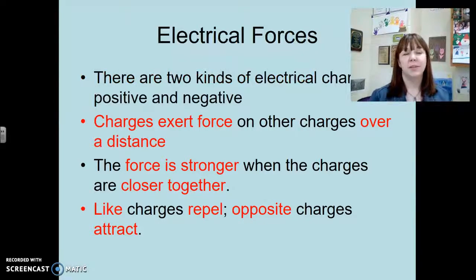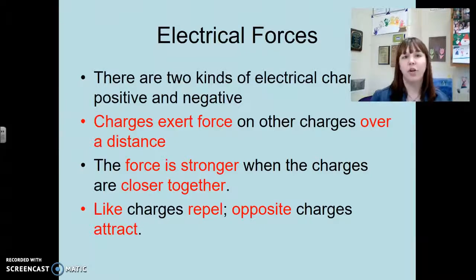Now let's talk forces. Because you know that we talked about attracting and repelling, like charges repel, opposite charges attract, but that force that's causing them to come together or causing them to push away is an electrical force. And it's important to remember that charges will exert a force on each other even over a distance. When those balloons in the picture earlier were repelling each other, they weren't touching and pushing away, they were repelling over a distance.